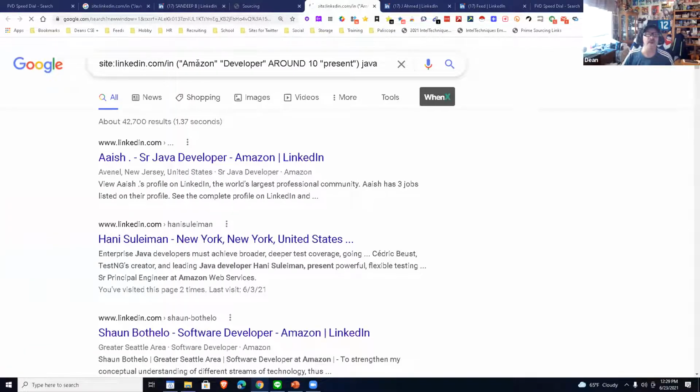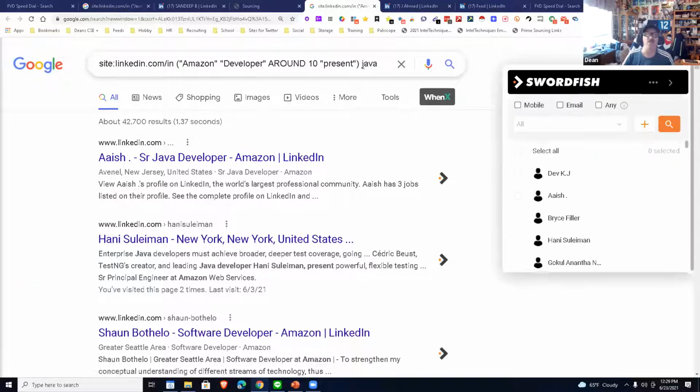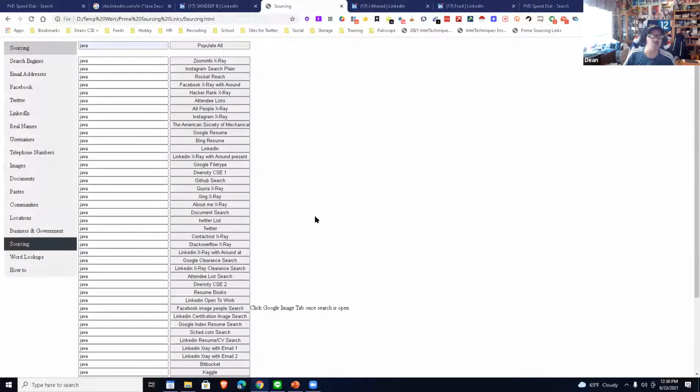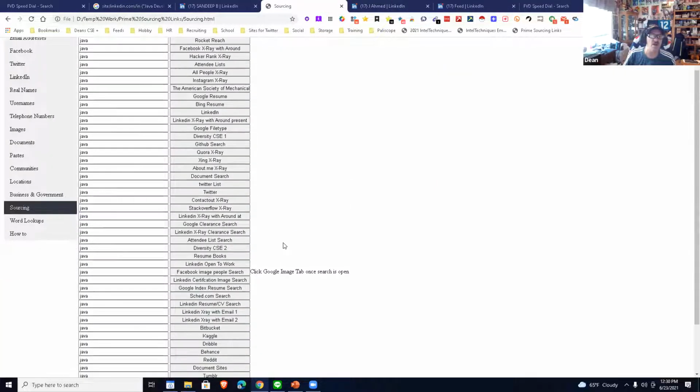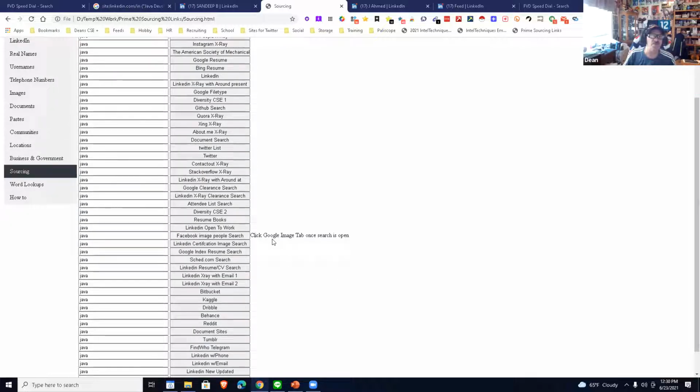So as an example, I'm looking for the word Amazon developer around 10 present Java. Let's see. There's Java, there's Amazon. Well, there's developer. Guess what? I just found people who are working at Amazon, who are developers, and who have Java. That simple. That easy. Voila. And that's the power of the around function that allows you to do things that you just wouldn't have thought of otherwise.